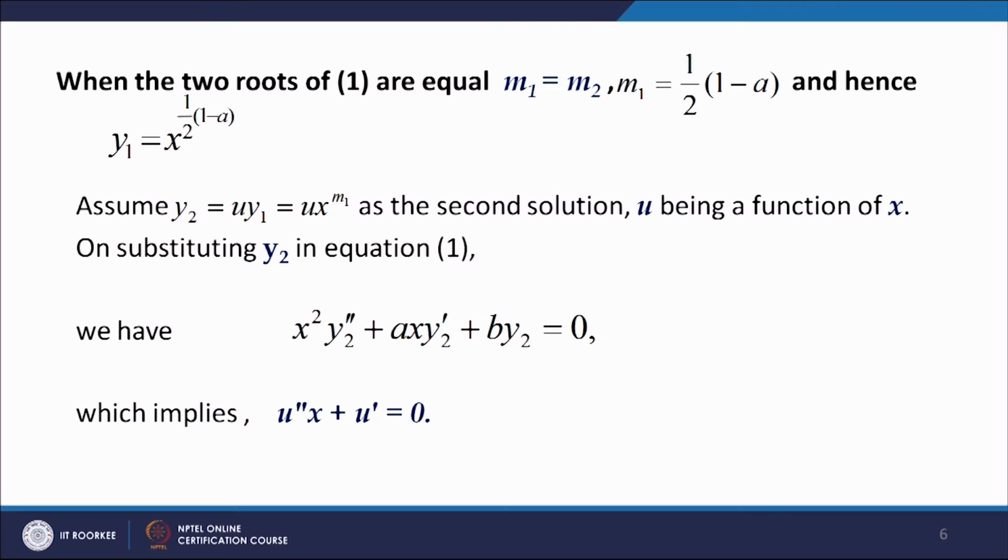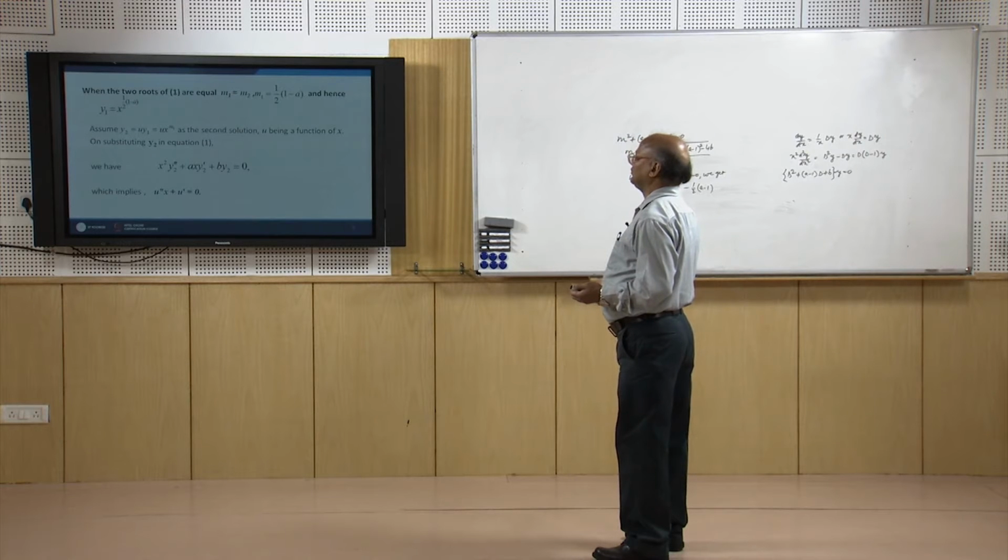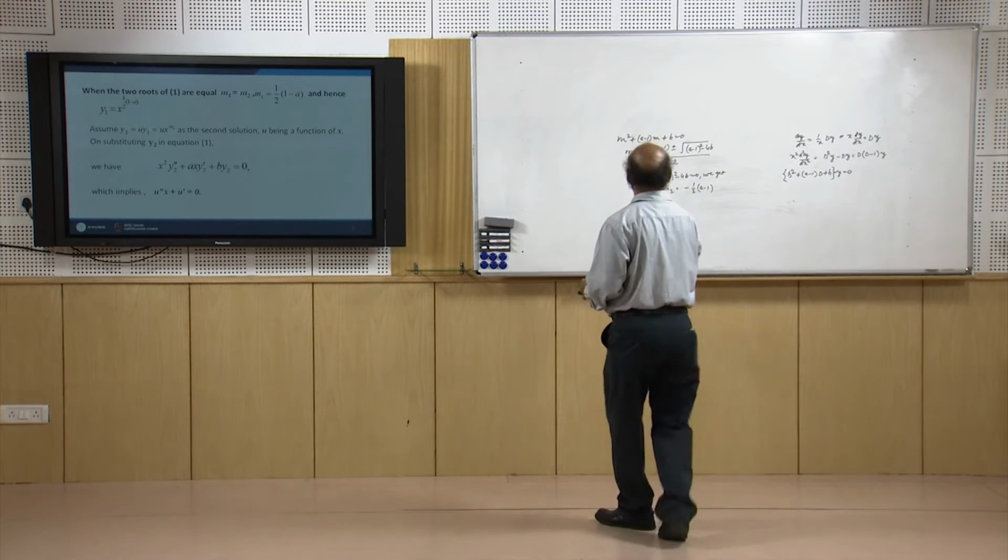Now, let us substitute y2 in equation 1. Since y2 is a solution of that equation, we will get x square y2 double dash plus a x y2 dash plus b y2 equal to 0. Now, let us see how we get u double dash x plus u dash equal to 0. Once we arrive here, we shall be able to determine the value of u very easily. So, let us see how we arrive here.